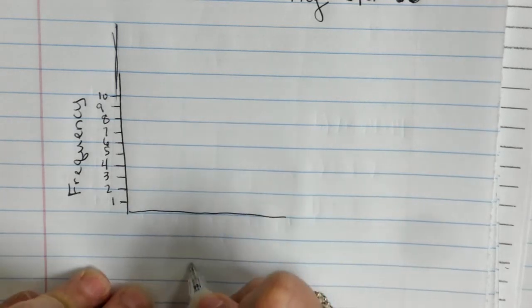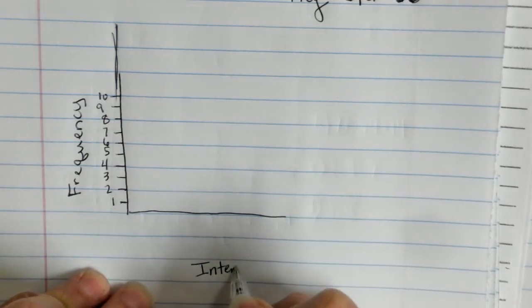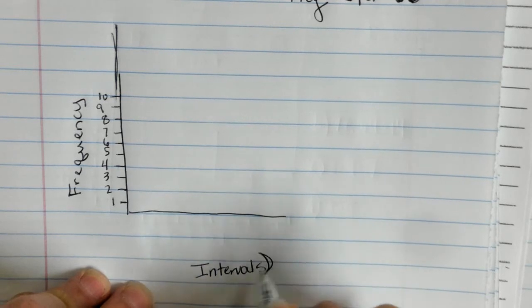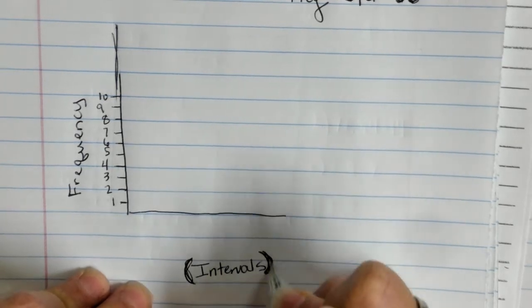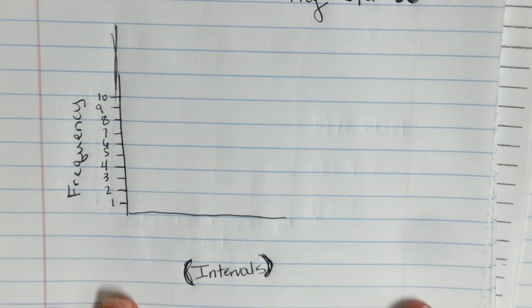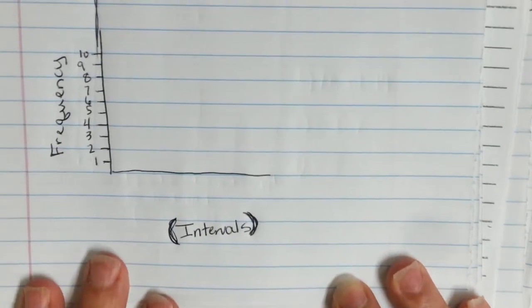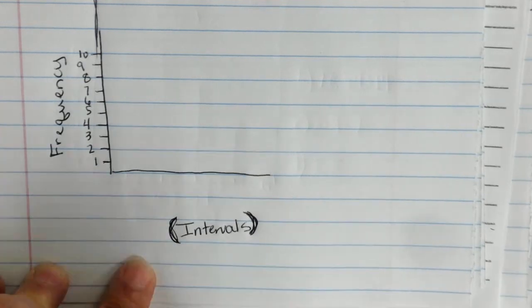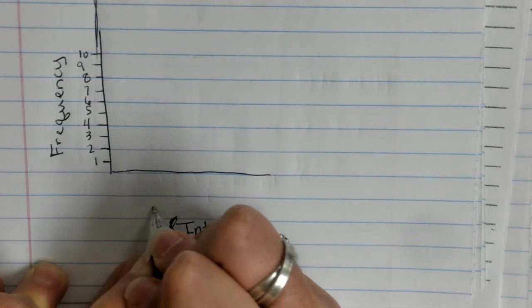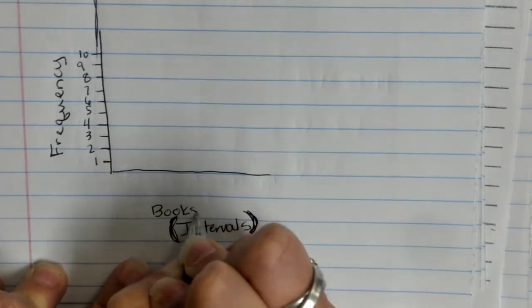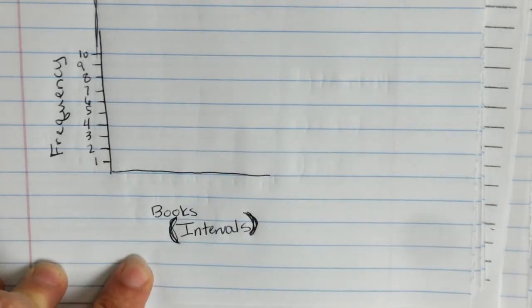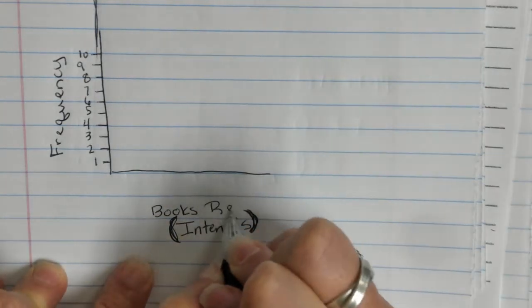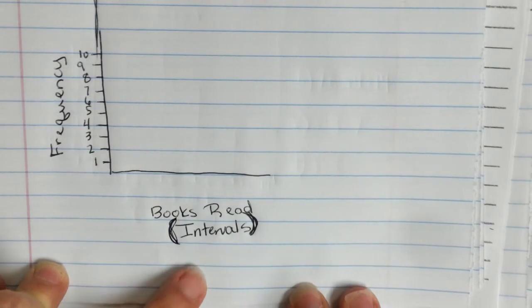And on the bottom is where you put your intervals. You don't really need the word intervals, but I'm trying to show you that all the little dashy numbers are going to go at the bottom. Okay. And these intervals are standing for the books that were read. Okay.